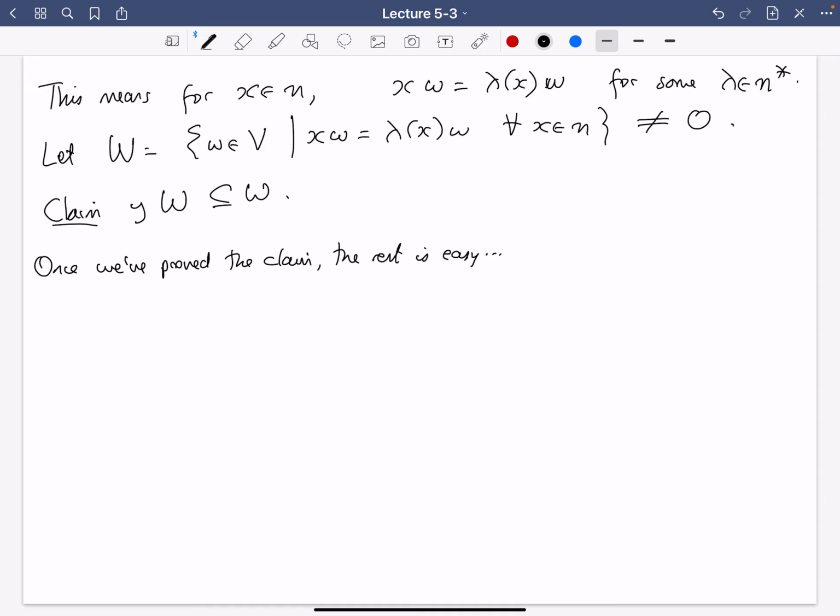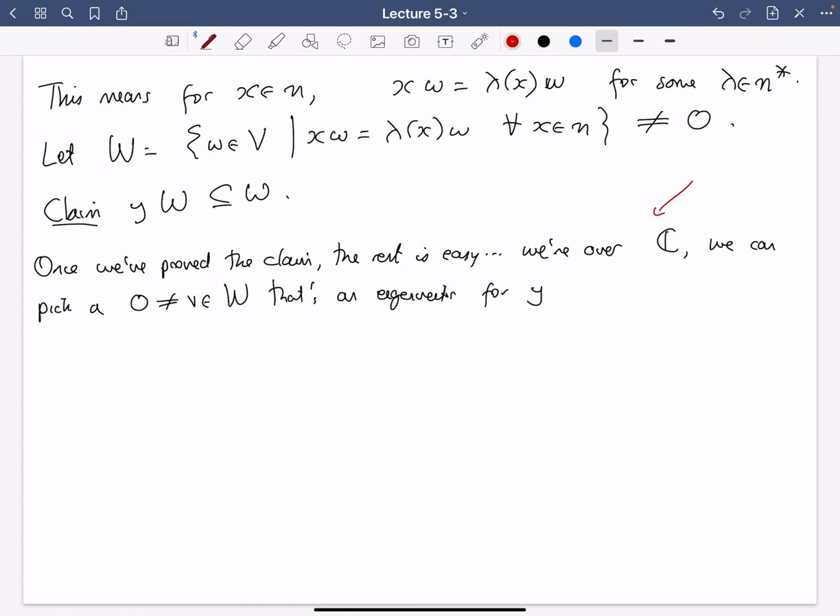Since we're over the complex numbers, we can pick a non-zero vector in W that's an eigenvector for Y. So we need algebraic closure right there. That's where we need algebraically closed field. Otherwise, this endomorphism Y of this finite dimensional vector space W wouldn't necessarily have an eigenvector.